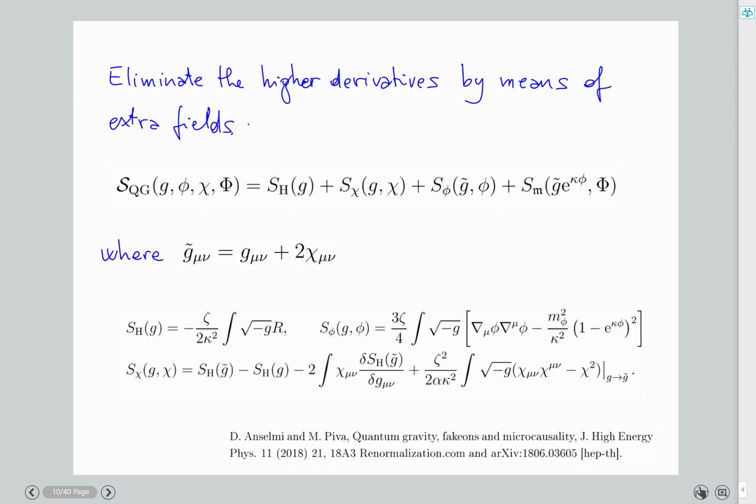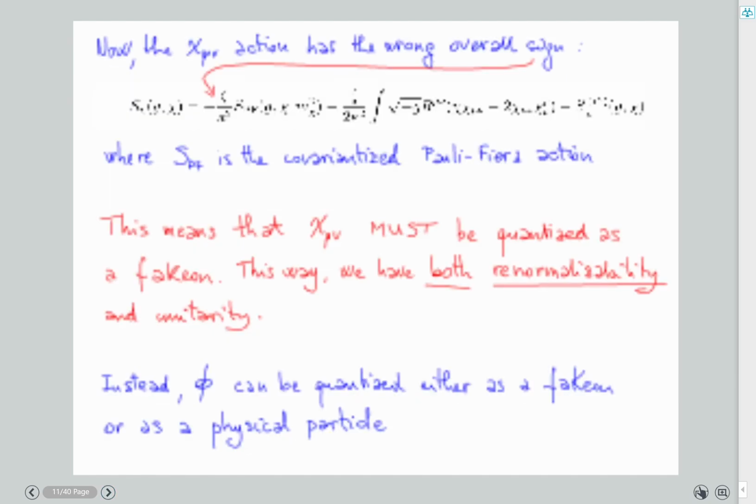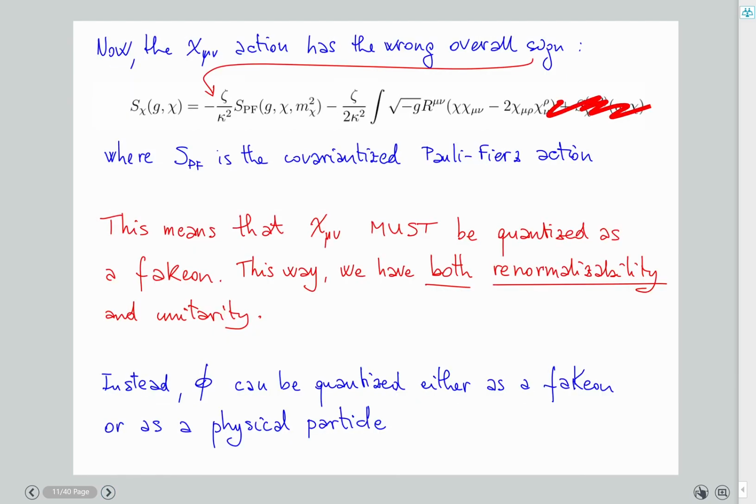And then your action turns into a non-higher derivative action, which is made of the Hilbert term for gravity. Cosmological constant is 0 here for simplicity. A very nice action for the scalar phi, which is the Starobinsky action, with the positive coefficient, with a nice potential. This is very good. And then a very complicated action for the spin 2 tensor, which is implicit here. But when you make it more explicit, you will find that apart from interactions and non-minimal terms, it's a Pauli-Fierz action with the wrong sign in front. That is what would be the ghost.